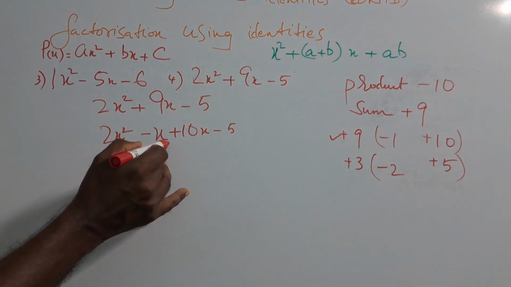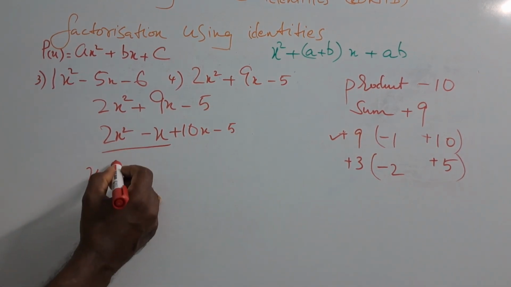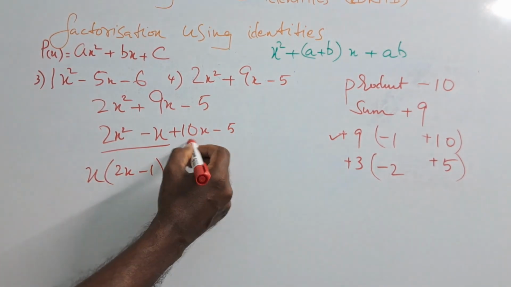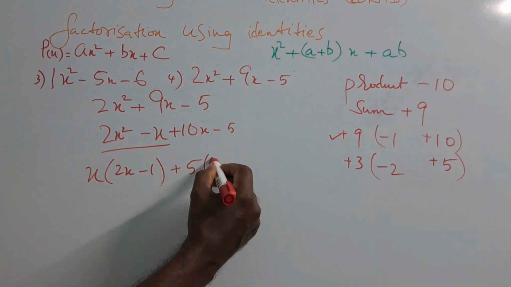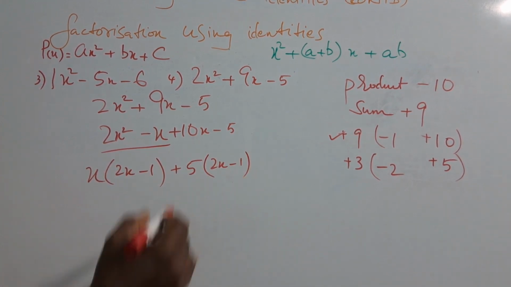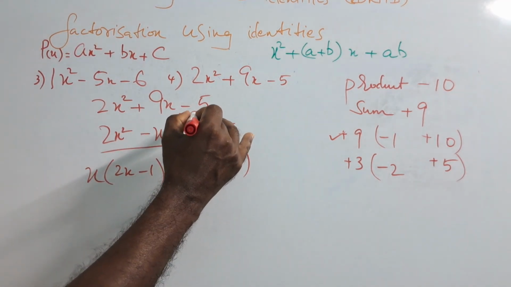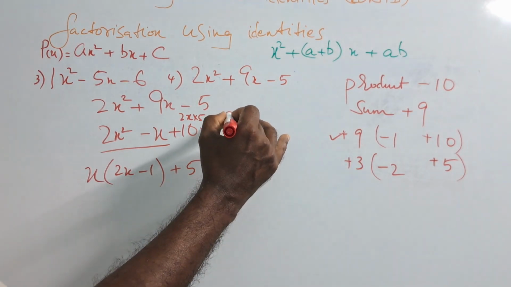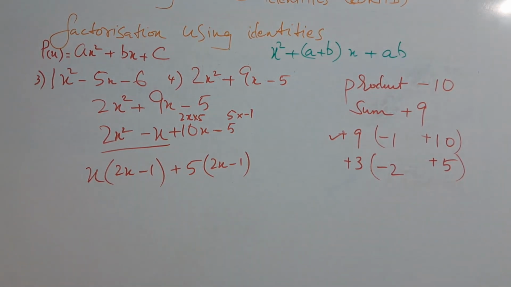Now we take out the common factor x from these two terms, x into 2x minus 1. Here plus 5 is the common factor. We get 2x minus 1. 10 is split as 2x into 5 and minus 5 is split as 5 into minus 1.